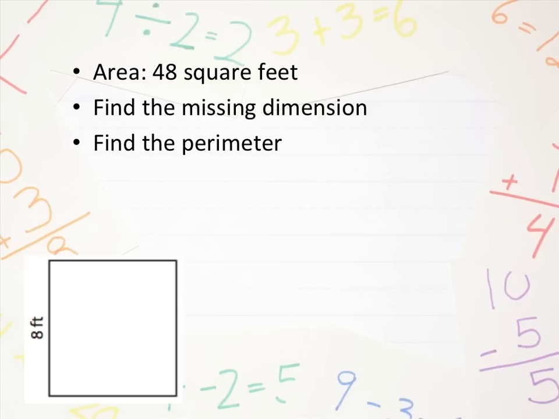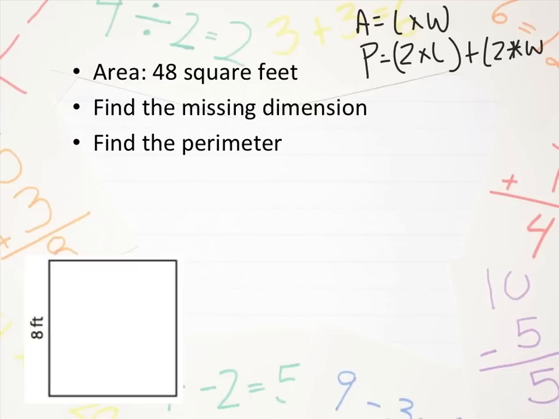Remember yesterday we learned the formula for area and perimeter. Area equals length times width. Perimeter is 2 times the length plus 2 times the width. It's going to be important to remember those formulas as we work through these problems.